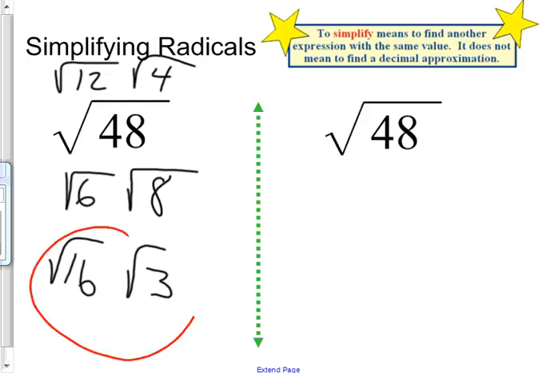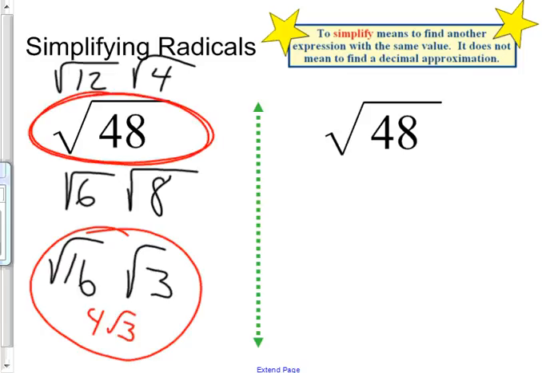This one. Why do I like that one better than anything else? Because the square root of 16 comes out to a nice big number, and the square root of 3 can't be simplified anymore. So what is the square root of 16? So it's really 4 root 3. That's what root 48 simplifies down to.